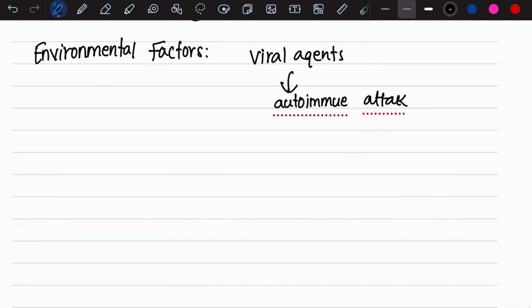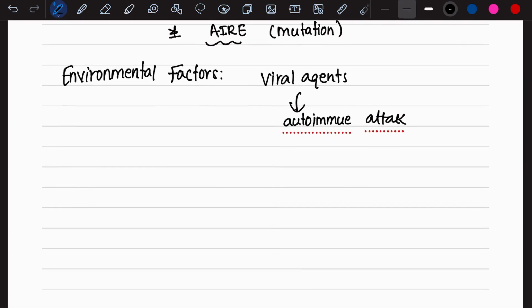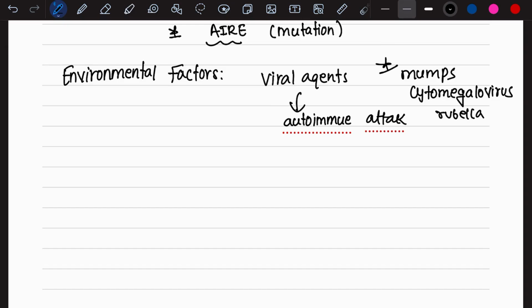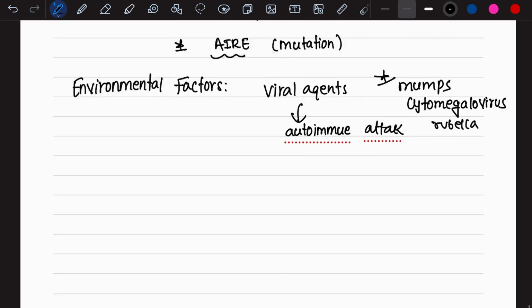Some of the viruses that have been associated with type 1 diabetes are mumps virus, cytomegalovirus, and rubella. So these are the viruses which are associated with the environmental factors.